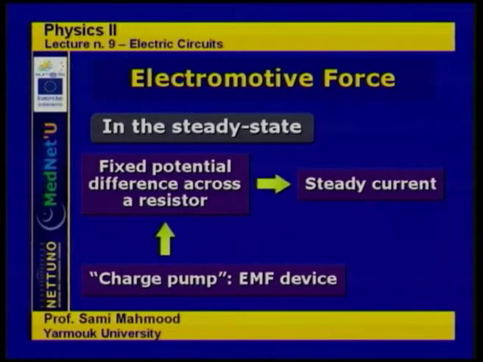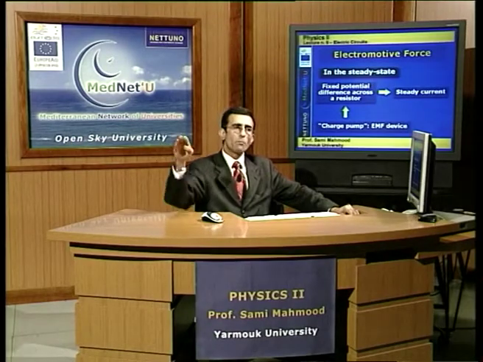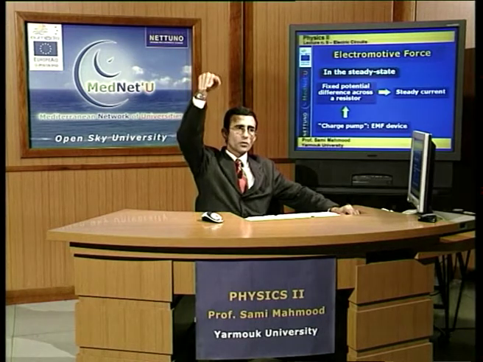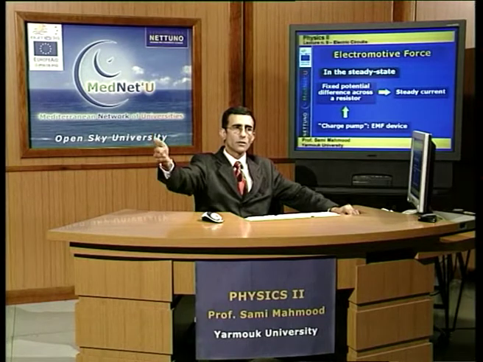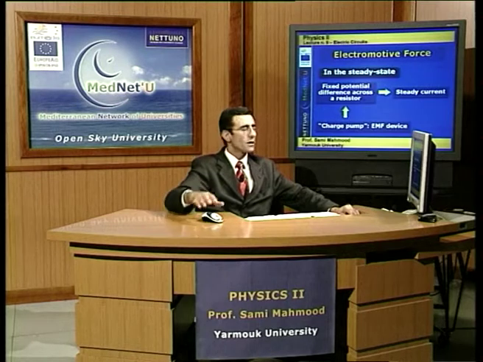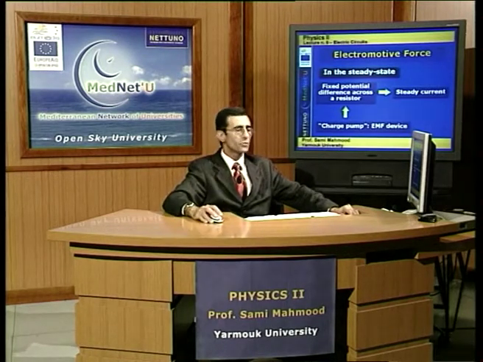But in order to maintain the potential difference across the resistor, we need some sort of a charge pump that keeps pumping the charges, because once the charge reaches one end of the resistor, it just goes down the resistor, and you need to pump it again. So this charge pump, this device, is called an electromotive force device. It works like a pump for the charges. It's similar to pumping water to a higher place, where the water then goes down and does work, and then you have to pump it again. So the electromotive force device could be viewed as a charge pump.